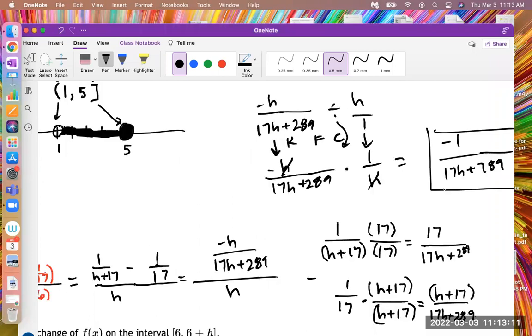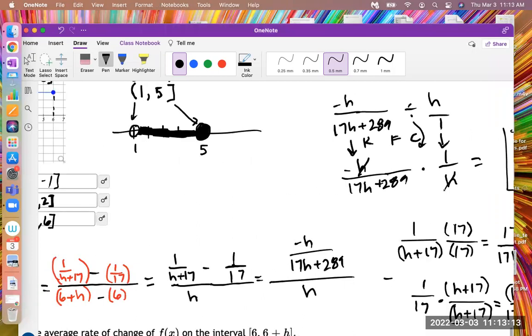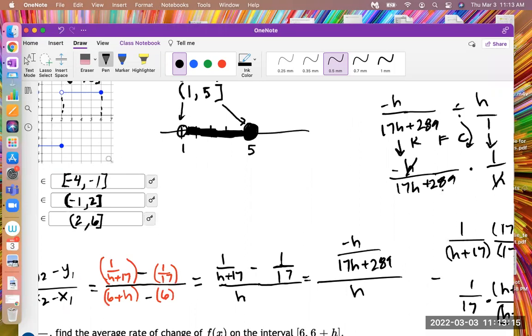Anyways, it's a very, very long process, but all it is is adding fractions and dividing fractions, and when you break them down, they're each not hard steps. It's just a lot of steps.